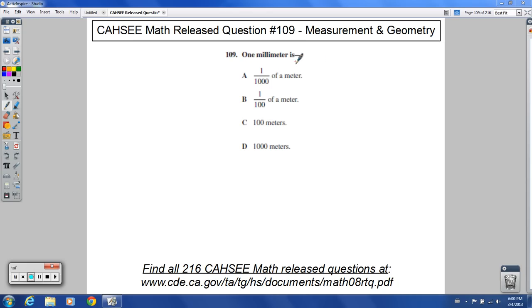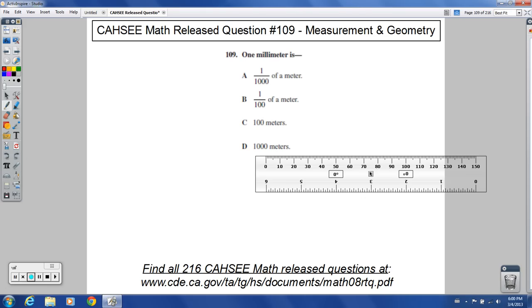Let's look at this one. 1 millimeter is what compared to a meter? So I think you can take a look at these two. A millimeter is very, very small. If you look at a ruler, it's those tiny little markings on a ruler. I actually have a ruler right here that I can bring up.